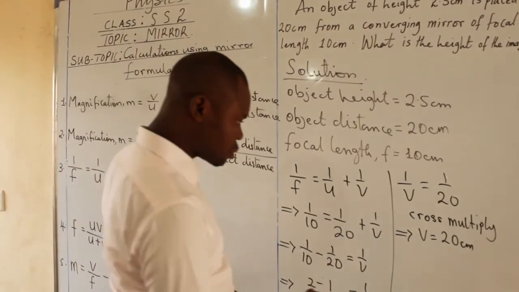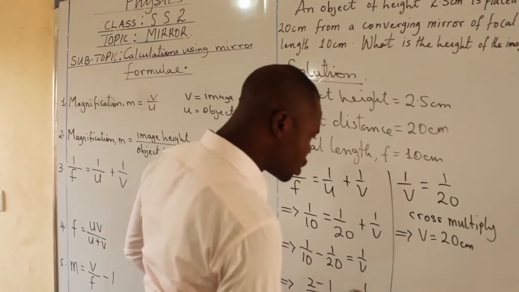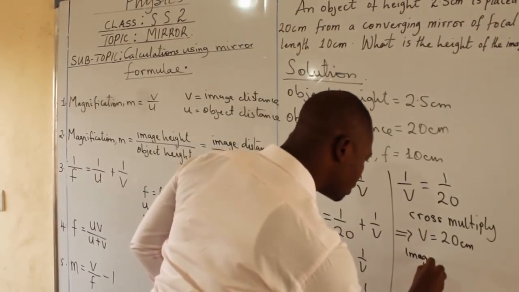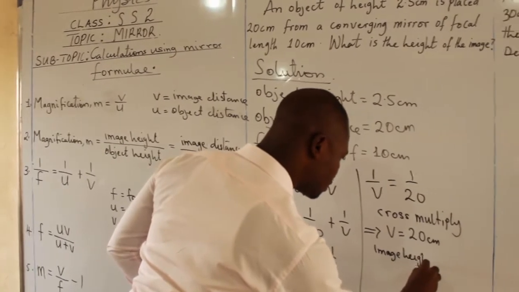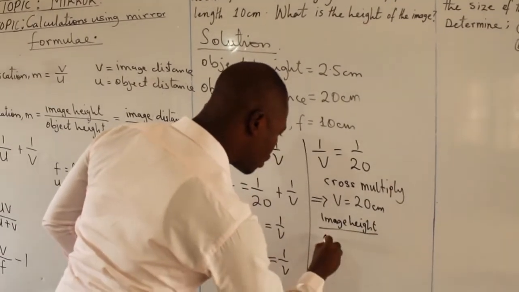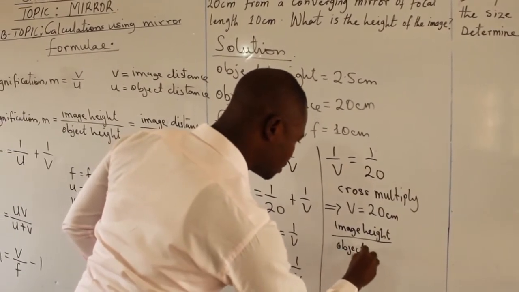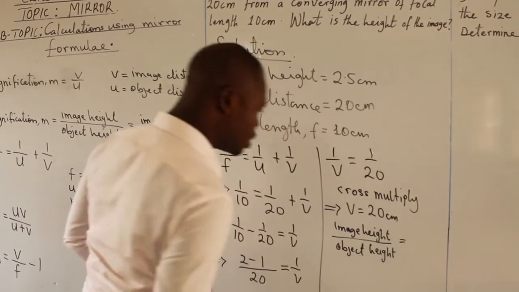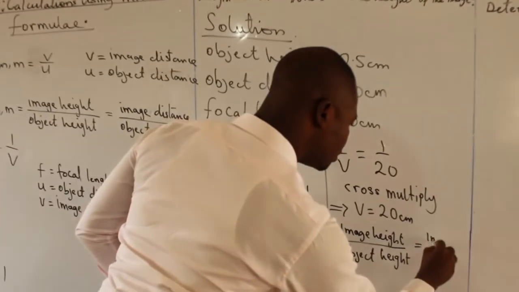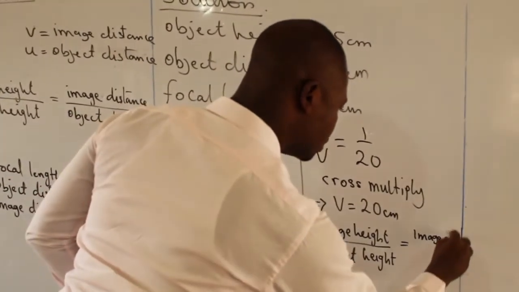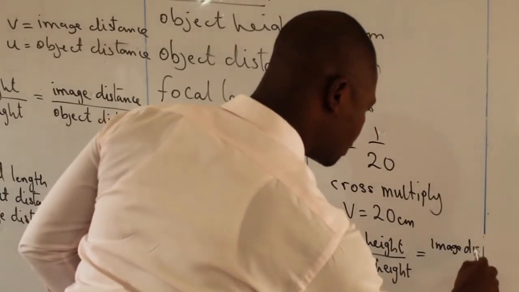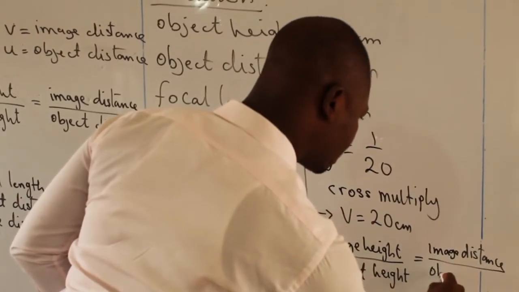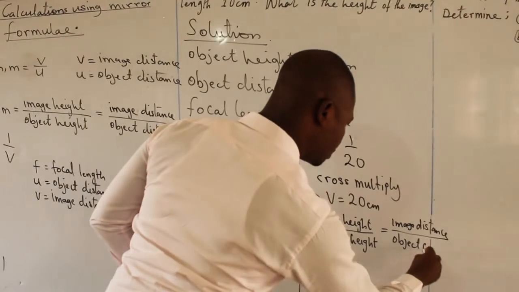Therefore, using one of the formulas also given, where you have image height over object height, everything equals image distance over object distance.